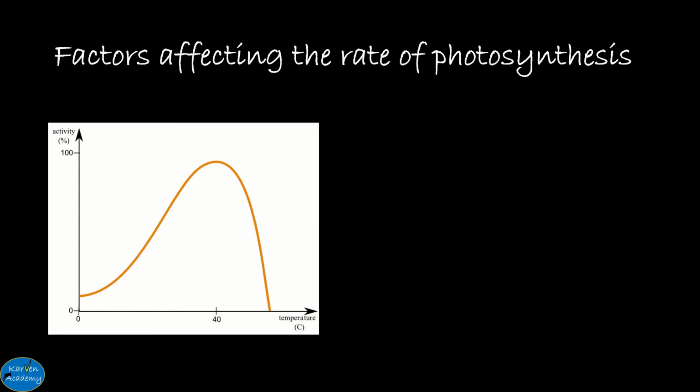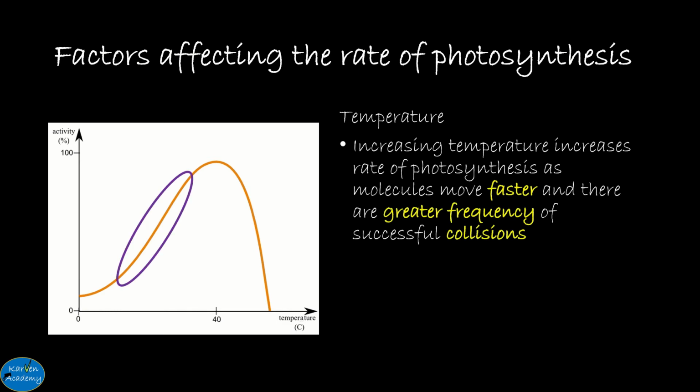So let's now look at the factors affecting the rate of photosynthesis. The first one is temperature. Temperature affects many reactions, if not all, of the chemical reactions in the body and the plants. And increasing the temperature increases the rate of photosynthesis because the molecules are moving faster because they have greater kinetic energy. And because of that, there is a greater frequency of successful collisions.